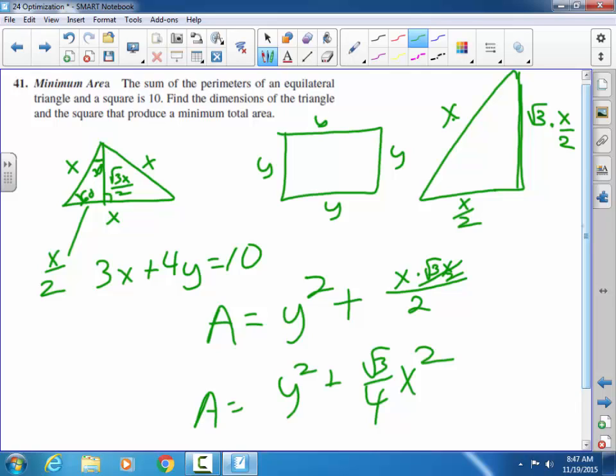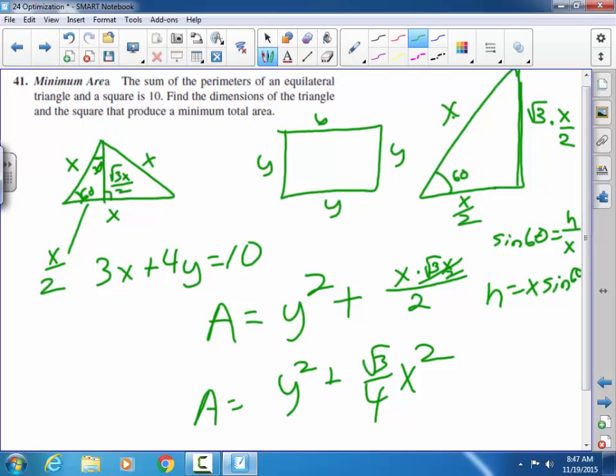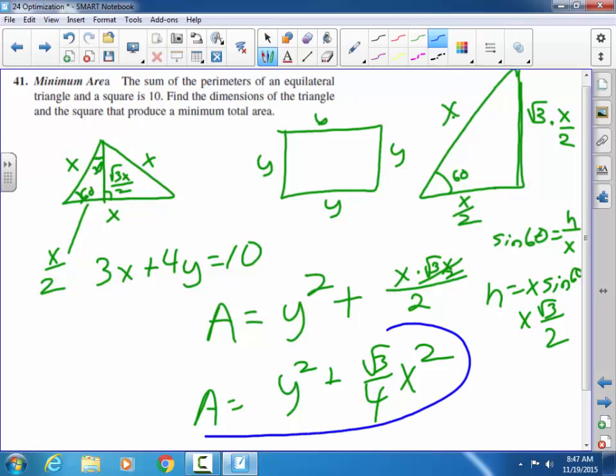If you don't remember that, you know this is a 60-degree angle, right? So then the sine of 60 equals the opposite side, which we don't know, over the hypotenuse, which is x. So the height is x times the sine of 60. And if you figure out what the sine of 60 is, the sine of 60 is root 3 over 2. Or you just memorize that an equilateral triangle has that formula. Any of those ways will get you there. So we've got our area. It's an ugly formula, but we have it nonetheless. We have our constraint.